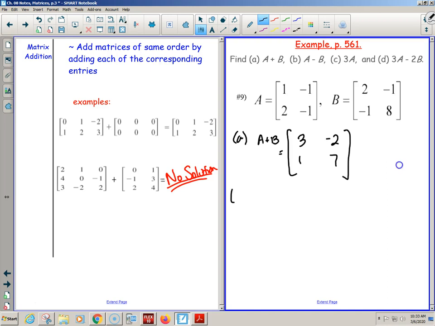What happens when you subtract? What size is it going to be? 2 by 2. Just this time I'm doing 1 plus a negative. You could think of multiplying everything by a negative and then adding. Remember, subtraction is just adding the opposite. So 1 minus 2, negative 1 plus 1, that's a 0. 2 plus 1? And negative 1 minus 8.